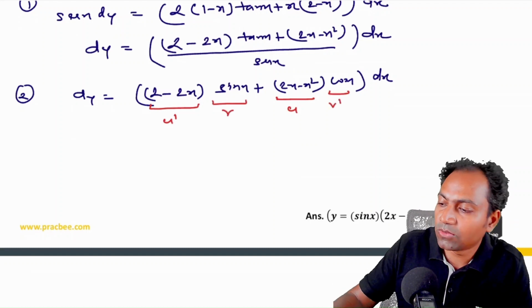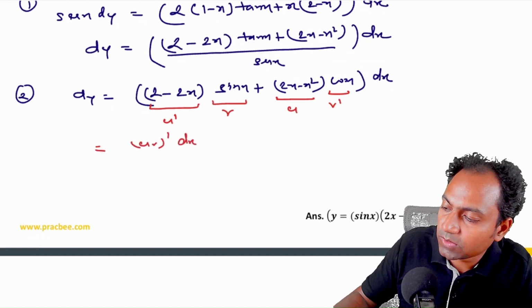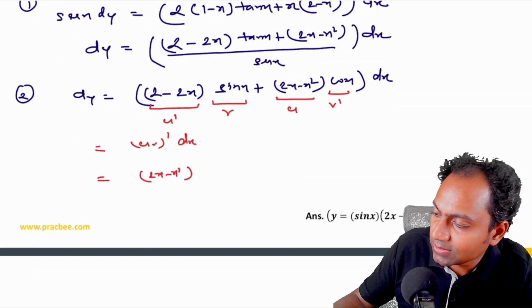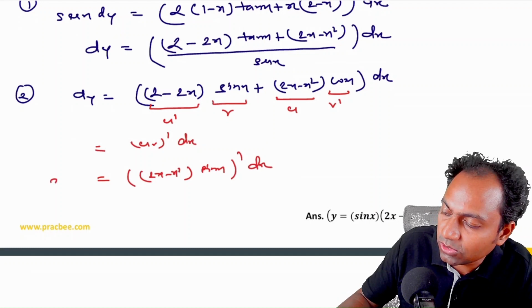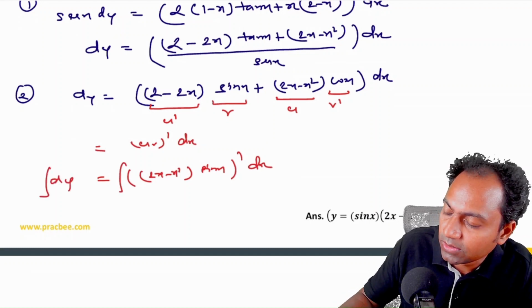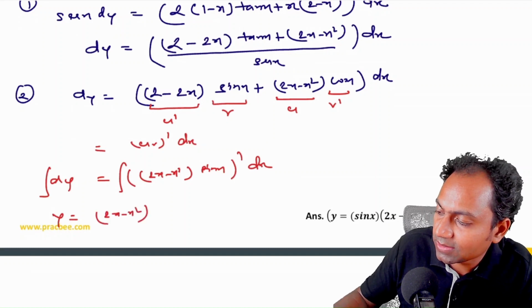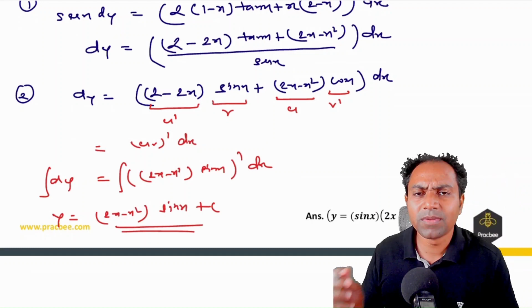So you can see that you have got a formula of uv dash. If I write it down, it is nothing but 2x minus x square into sin x, and the derivative of this is given to you. So your integration also becomes simpler. It will become one line. So this becomes y is equal to 2x minus x square into sin x plus c. An extremely simple question.